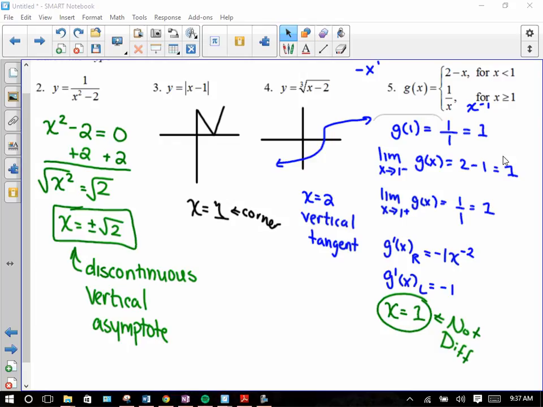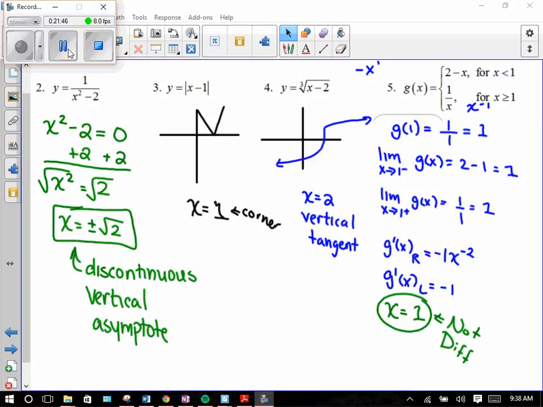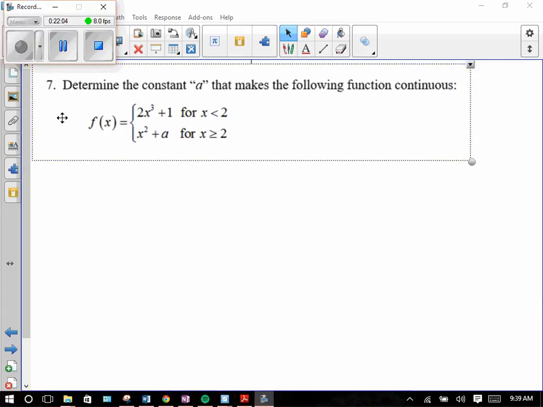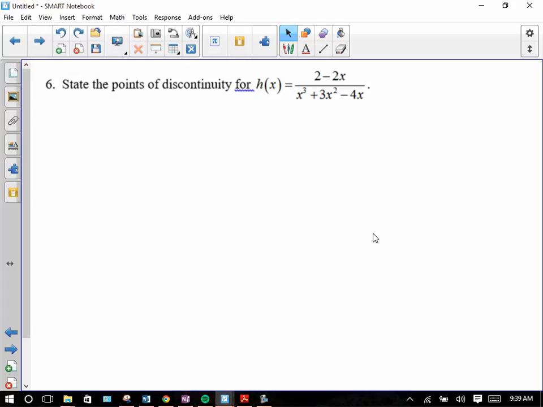So this function is continuous everywhere, but then it's not differentiable. Next one says determine the constant A. Alright, so state points of discontinuity where h of x is equal to 2 minus 2x divided by x cubed plus 3x squared minus 4x.